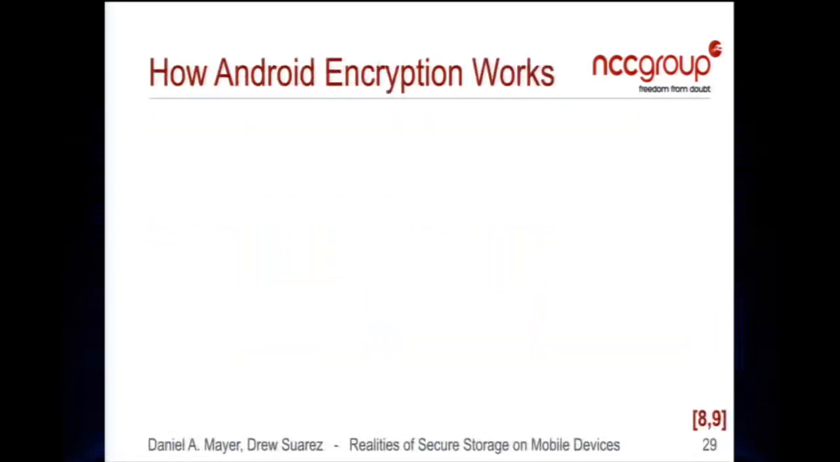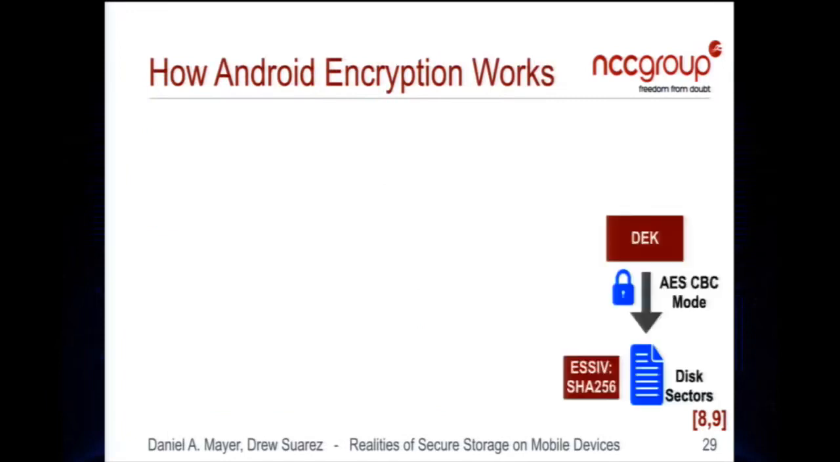So let's take a quick look at how the Android encryption works here. As we saw on the iOS side, we have a similar model here, and I'll briefly explain how all these work. At a very high level, Google uses AES 128 in CBC mode to encrypt each sector of the disk. There's an ESSIV SHA-256 for each sector initialization vector, and there's the concept of the device encryption key, which is generated when you enable encryption for the first time.